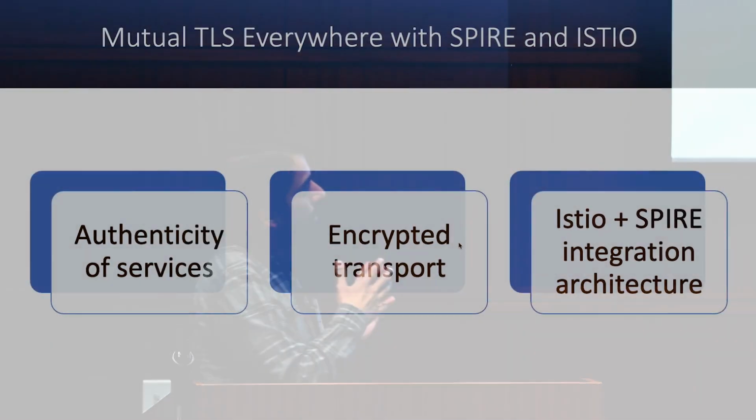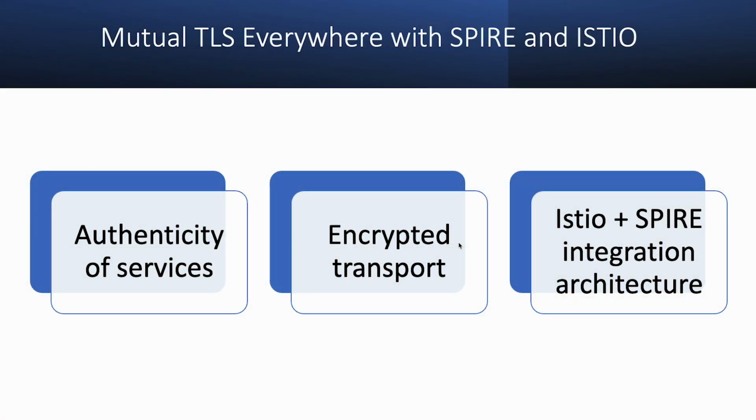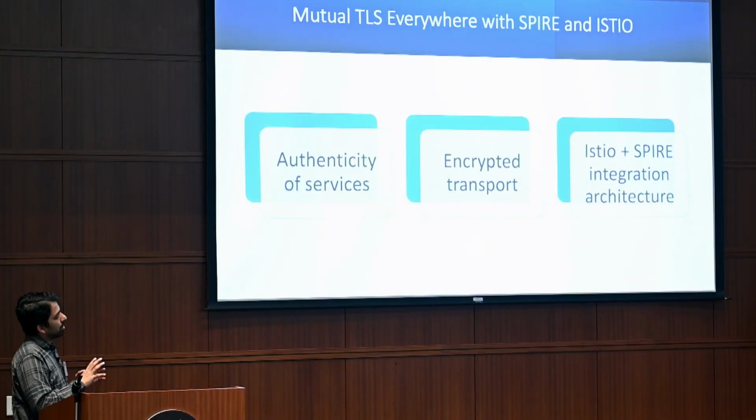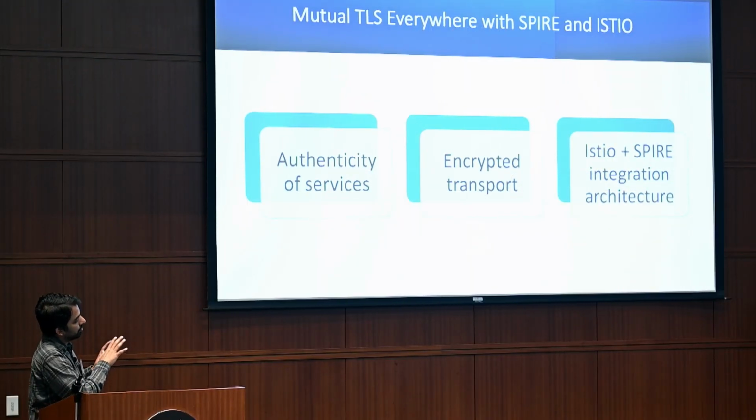So why do we need mutual TLS and Spire and Istio everywhere? They provide authenticity of services. They ensure that all the communication has encrypted transport, and that anything that comes into the service mesh and also goes out of the service mesh is absolutely secure. So maybe I can spend a bit of time talking about what Istio brings into the demo and why we need to care about it.